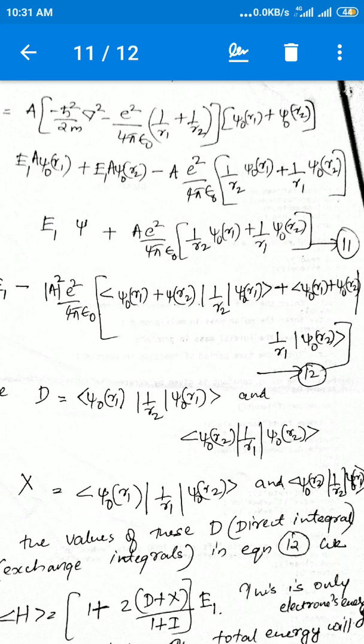That, we call it as D. And the second term also can be split into 2, which is psi 0 R1, 1 by R1, psi 0 R2. Isn't it? And the other one, psi 0 R2, 1 by R1, psi 0 R2. So if the bra and ket come out the same, we take it as D. Here the first term is psi 0 R1, and the last bra and ket are both psi 0 R1.